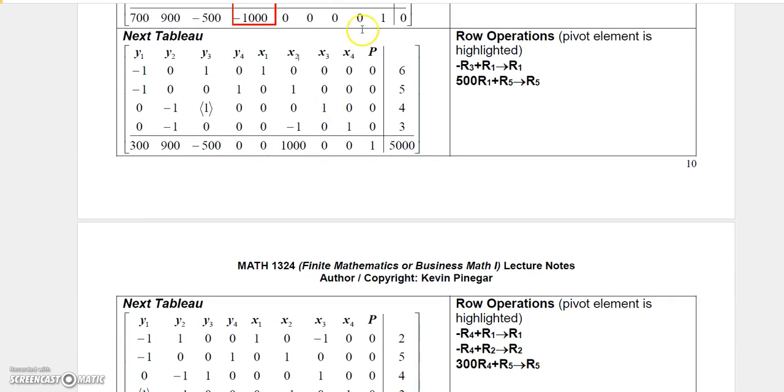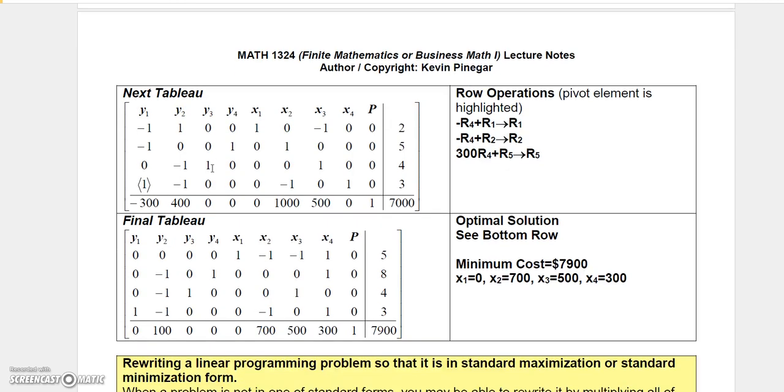But then the next one I'm going to get is going to be this, and so the most negative indicator is actually the negative 500 right here. Again I can't use the zeros, but 6 divided by 1 is 6, and here 4 divided by 1 is 4, so I've got to pivot on this. So I multiply this row by negative 1 and add it to this to cancel the 1. Then I multiply it by 500, add it to this row to get rid of the negative 500, and then I get to this one.